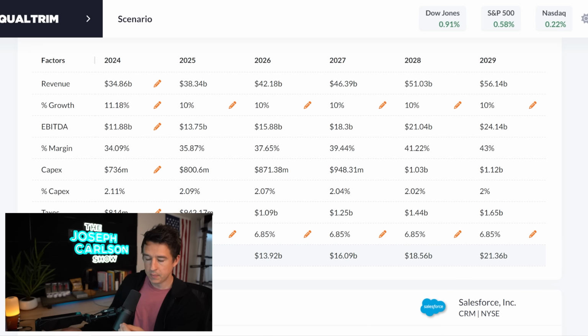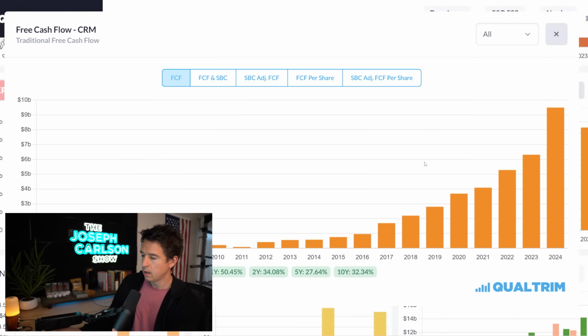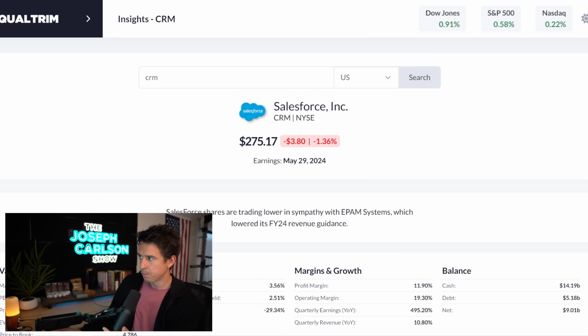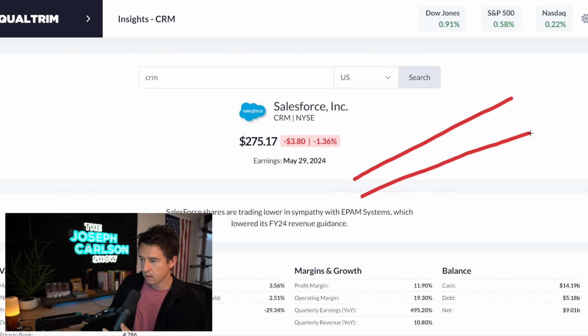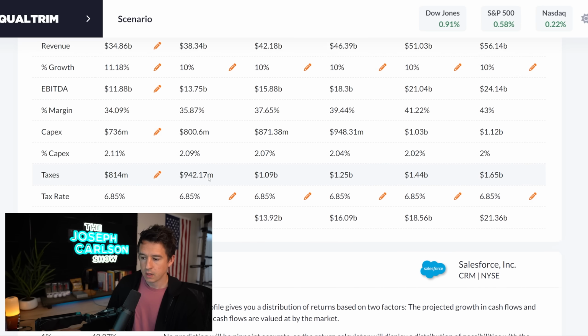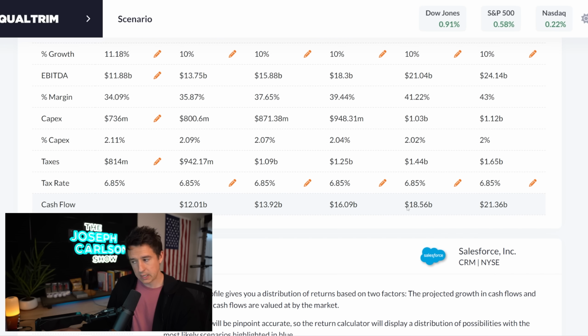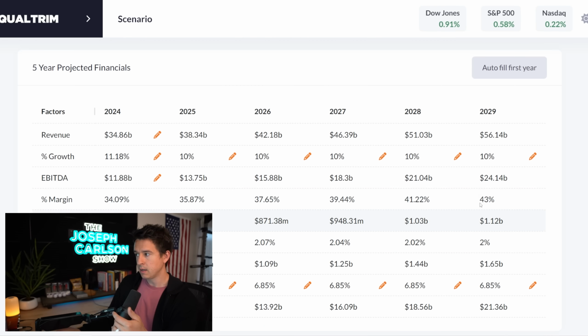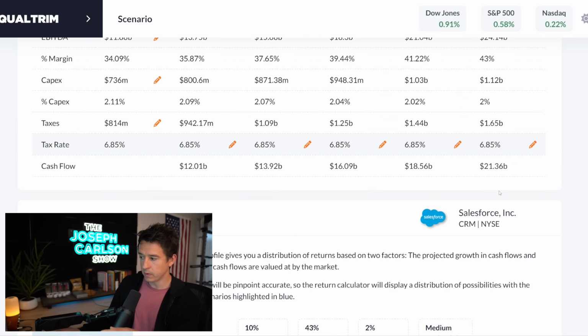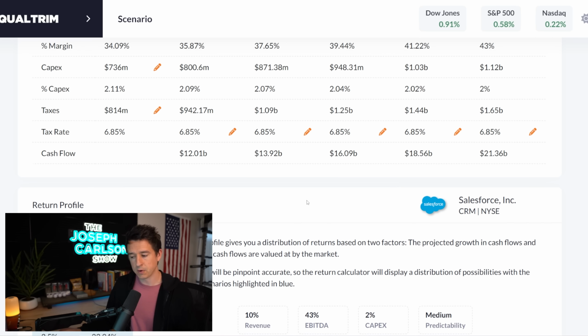The two things that are the biggest drivers of intrinsic value with Salesforce is a long-term fundamental story of moderate revenue growth and margins going up. With margins going up a little bit while growing revenue, you have a lot of profit that gets created in between. And this is the profit we're seeing. $12 billion, 13.9, 16 billion, 18.5, and then 21 billion. That's my estimate in 2029, is that they'll produce $21.36 billion in free cash flow.